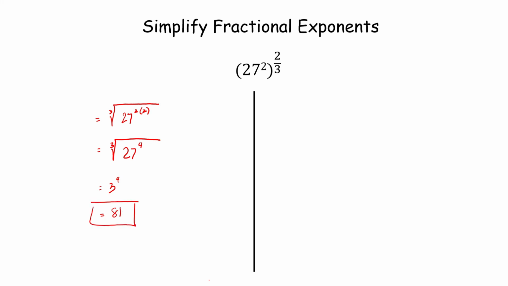Or we can also first multiply the exponents, 27 raised to 2 times 2/3. Let's multiply them. That'll be 27 raised to 4 over 3. And we can express that 27 as 3 raised to 3, then raised to 4 over 3. You can simply cross that out, and that gives us 3 raised to 4, which is also equal to 81.